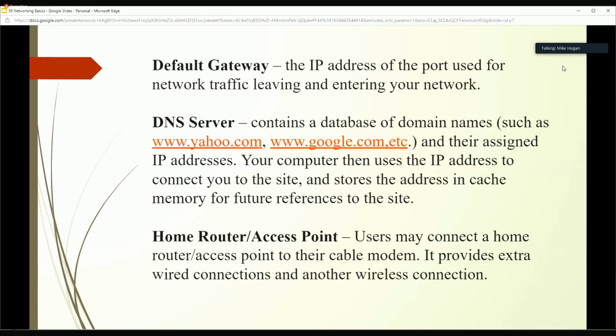Other important network device addresses: the default gateway. The default gateway is the IP address for network traffic that's leaving and entering your network. Basically, when you send out a request for traffic to go to some location, the first thing it's going to do is look at that network address. And it's going to determine, is that network local or somewhere else? If it's not a local network, then it's going to send that packet to the default gateway.